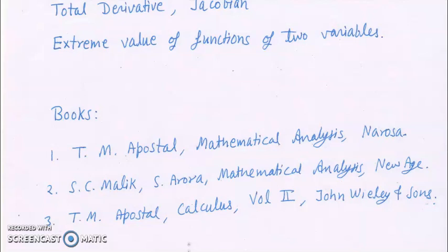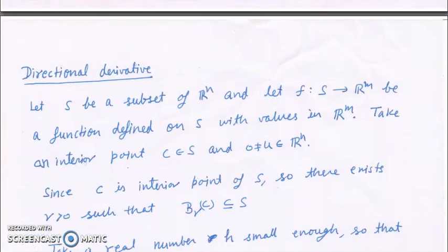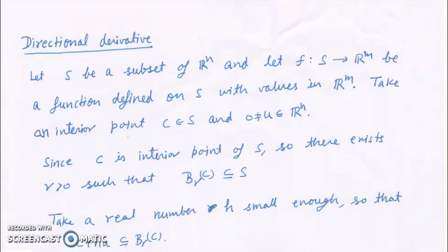Now come to the directional derivative. So suppose S is a subset of Rn and let f from S to Rm be a function defined on S with values in Rm. Take an interior point C in S and a non-zero vector u in Rn.